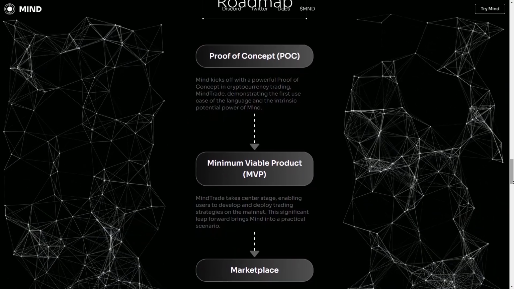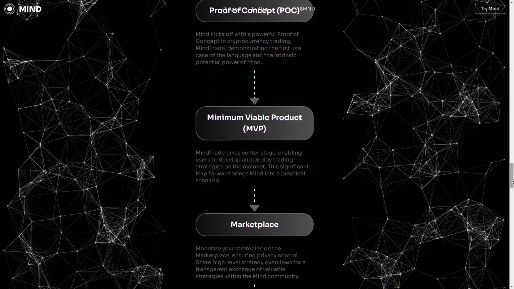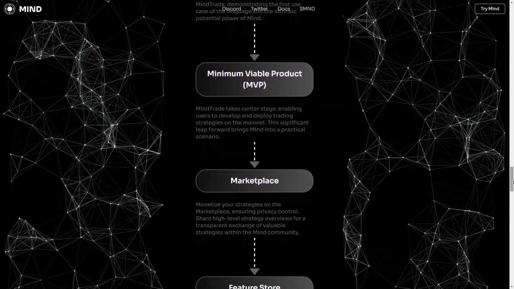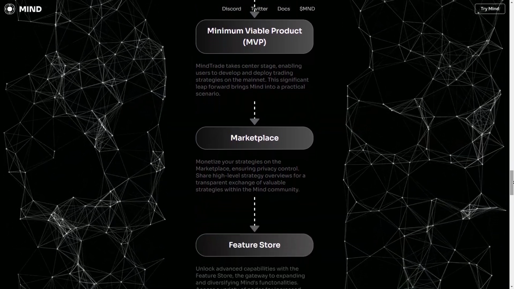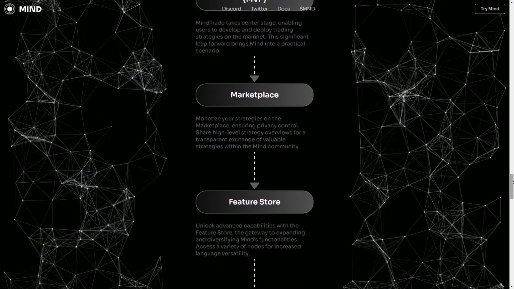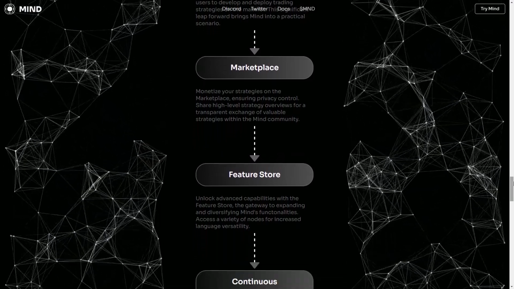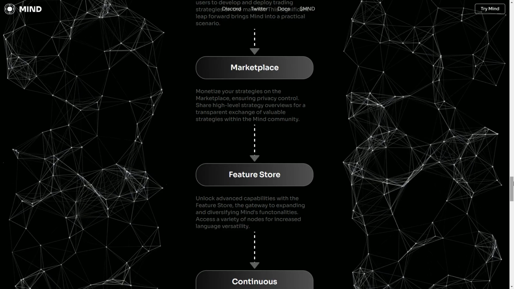So now maybe you're uncomfortable with even developing any of these programs yourself. Part of the roadmap is they're going to have a proof of concept, which they have completed. Then they're going to be going to a minimum viable product. That's what we're waiting on now. So after they have the minimum viable product, the next thing they're going to have is features, and they're going to have a marketplace.